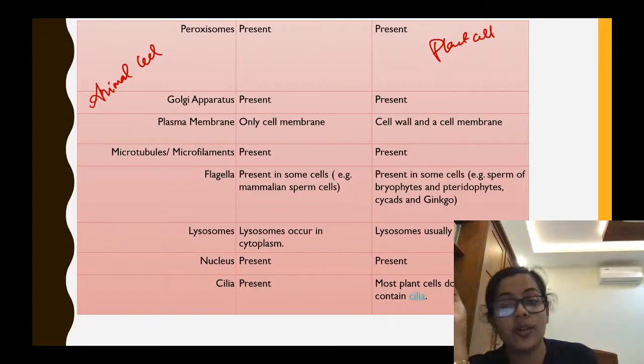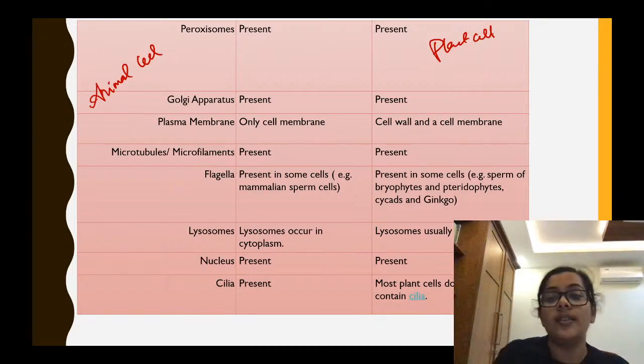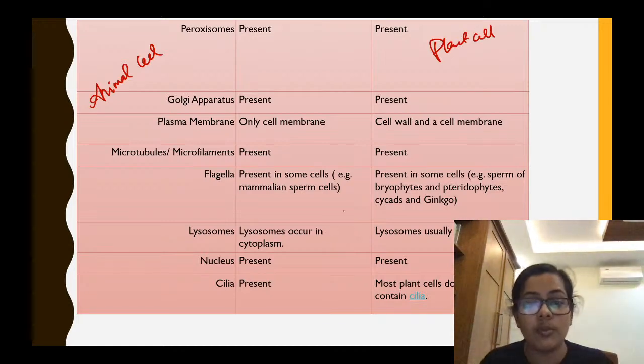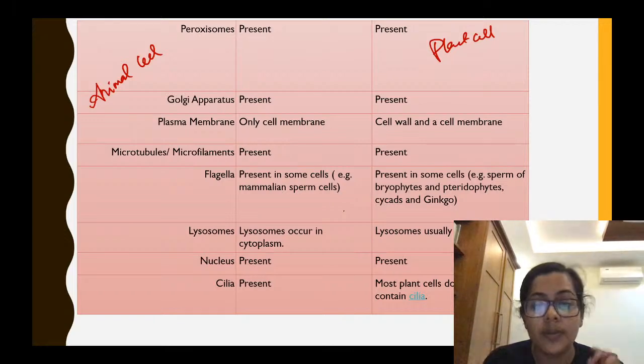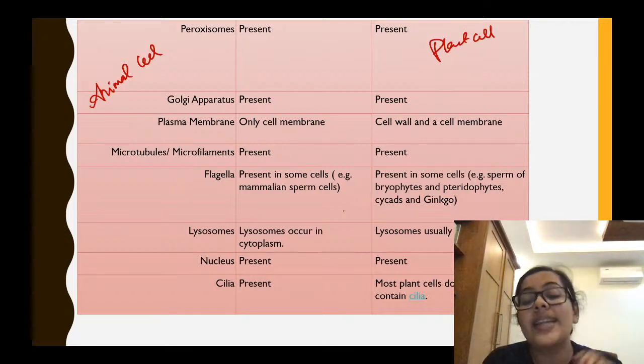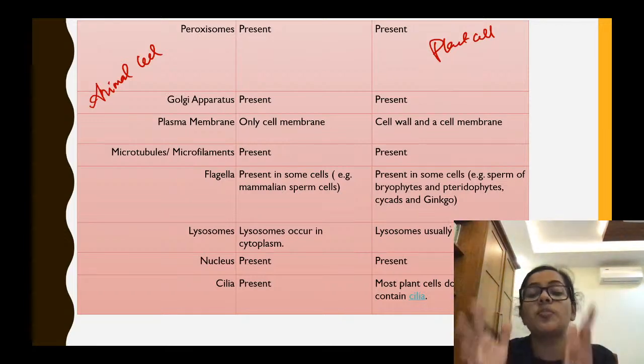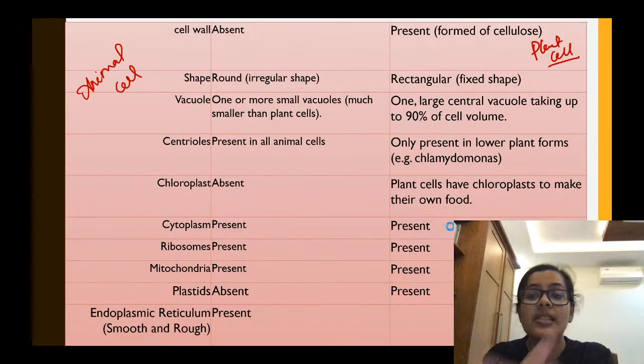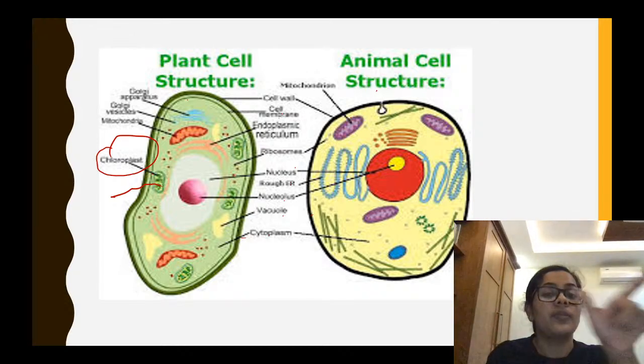Lysosomes occur in the cytoplasm. In the plant cell, lysosomes are not evident. Nucleus is present in both cells. Cilia are present in animal cells. Most plant cells do not contain cilia. So this is optional, as most plants do not contain cilia. So this is the difference between an animal cell and a plant cell.